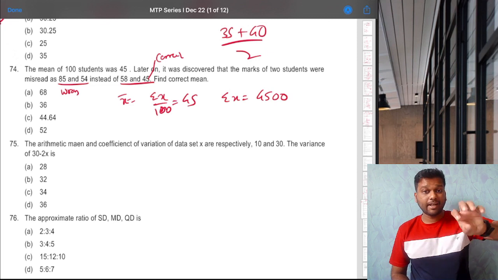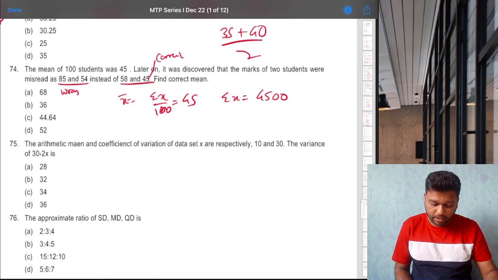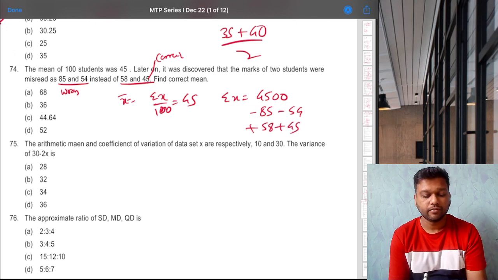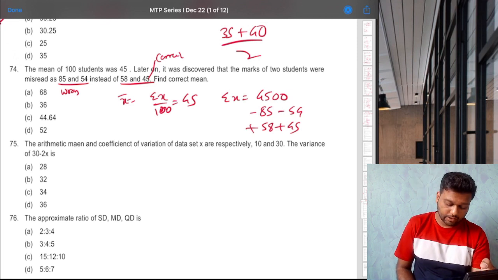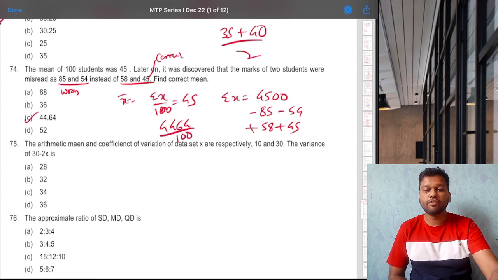Now all the marks are added in this, right? 4500. So let's do one thing. Let's subtract the wrong marks and let's add back the correct marks. So let's subtract 85 and 54 and let's add back 58 and 45. Let's do that. 4500 minus 85 minus 54 plus 58 plus 45. That gives us 4464. So new mean will be what? 4464 by 100, which is option C, 44.64.